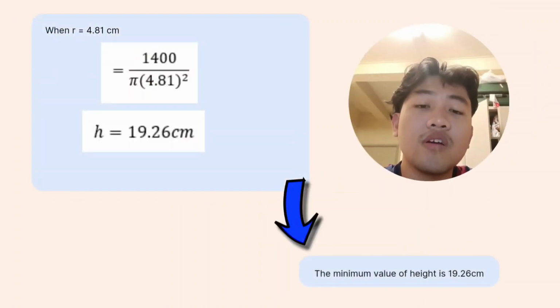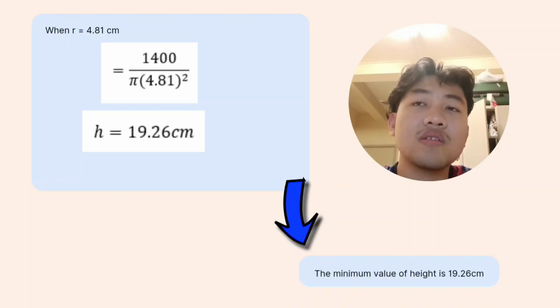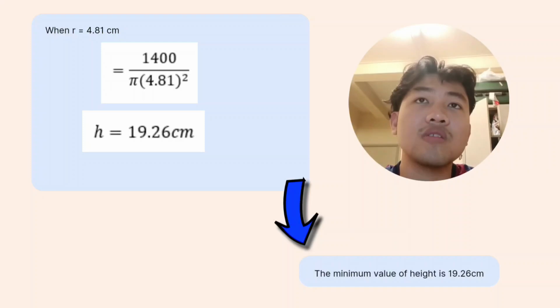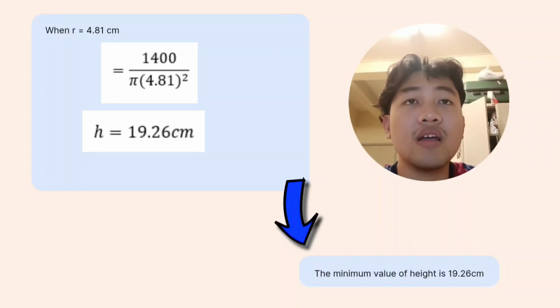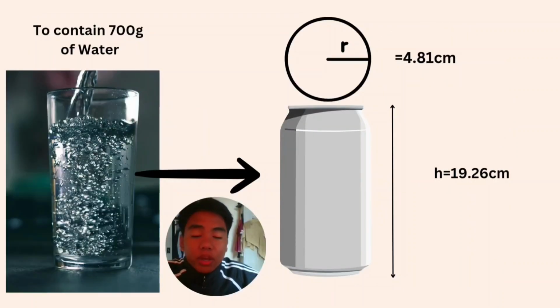When r is 4.81 centimeter, we can find the h value by dividing 1400 by pi times 4.81 square, which gives us the value of h, which is 19.26 centimeter. So the minimum value of height is 19.26 centimeter. So now after doing all the calculation, we already got the exact radius and height that we need to contain 700 grams of water, which is the radius is 4.81 centimeter and the height is 19.26 centimeter.